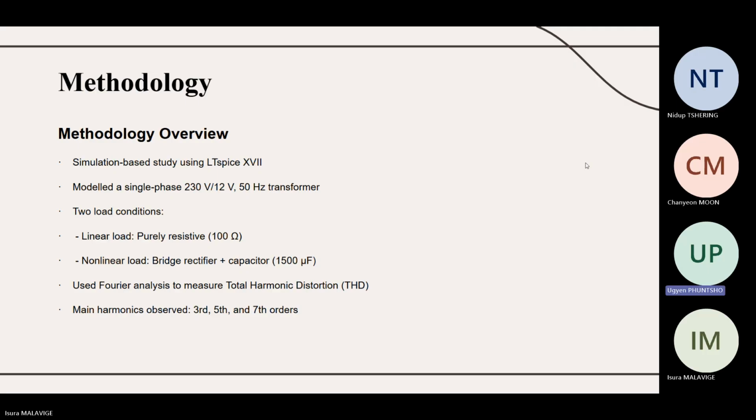To continue with the presentation, I'm going to talk about methodology. We have used LTspice to simulate our model, and we have observed two load conditions. One is the linear load, which is purely resistive, 100 ohm. The other is a non-linear load with a bridge rectifier and a capacitor of 1500 microfarad. We used Fourier analysis to measure the total harmonic distortion, and the main harmonics that we have observed are third, fifth, and seventh order harmonics.